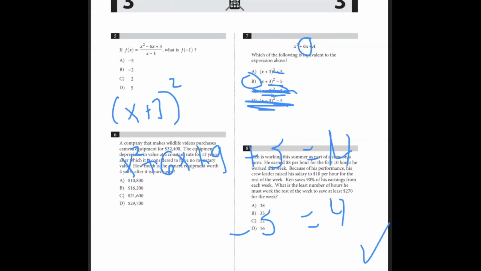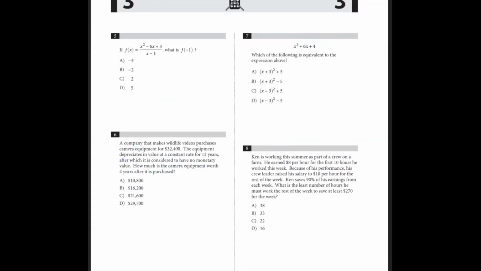Let's look at number 8, because this one was also kind of interesting in my opinion. It says, Ken is working this summer as part of a crew on a farm. He earned $8 per hour on the first 10 hours he worked this week. Because of his performance, his crew leader raised his salary to $10 per hour for the rest of the week. Ken saves 90% of his earnings from each week. What is the least number of hours he must work the rest of the week to save at least $270?